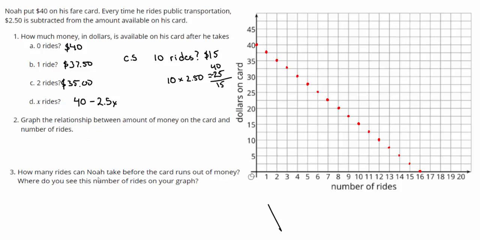So we made the graph, and how many rides can Noah take before the card runs out of money? 16 rides. Oops. 16 rides, and we see that when our y coordinate value is 0, right? Our y-axis value is 0, which is dollars on card.